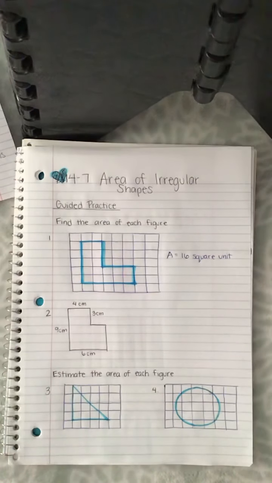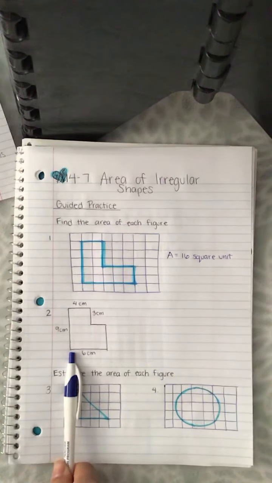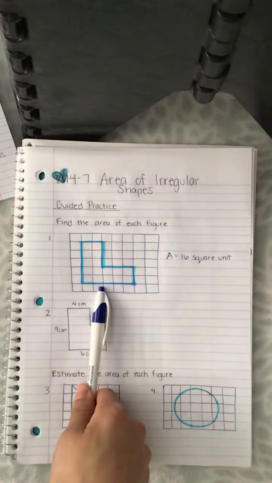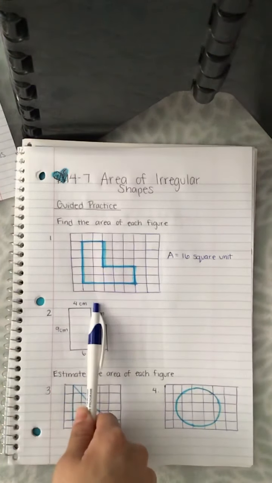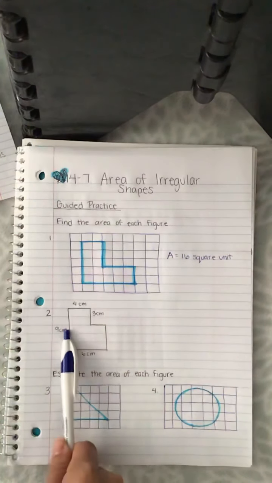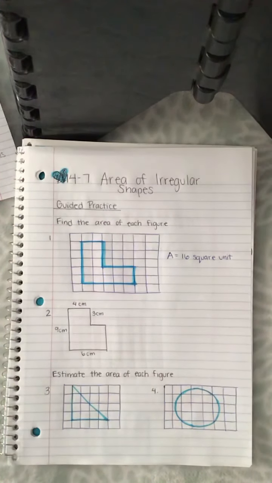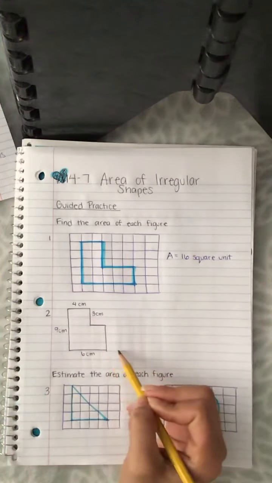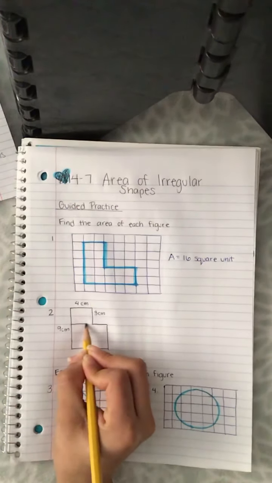For number 2, how would we solve this problem if it's not in a grid like number 1? All we have are the measurements on the outside. We can't count squares on the inside. So think about how you would solve number 2. So to find the area of irregular shapes, you can find the area by breaking the original shape into other shapes. So for number 2, we have this shape here, and we're going to break it into 2 different shapes.